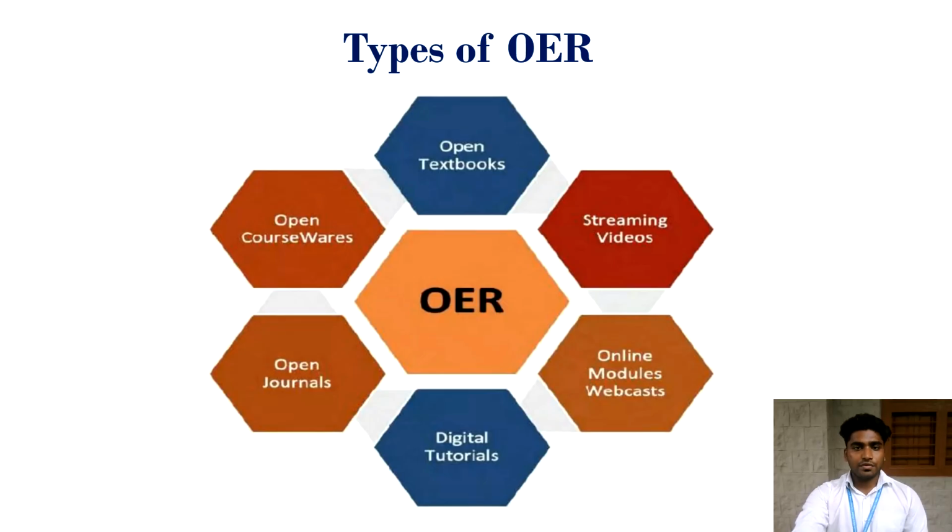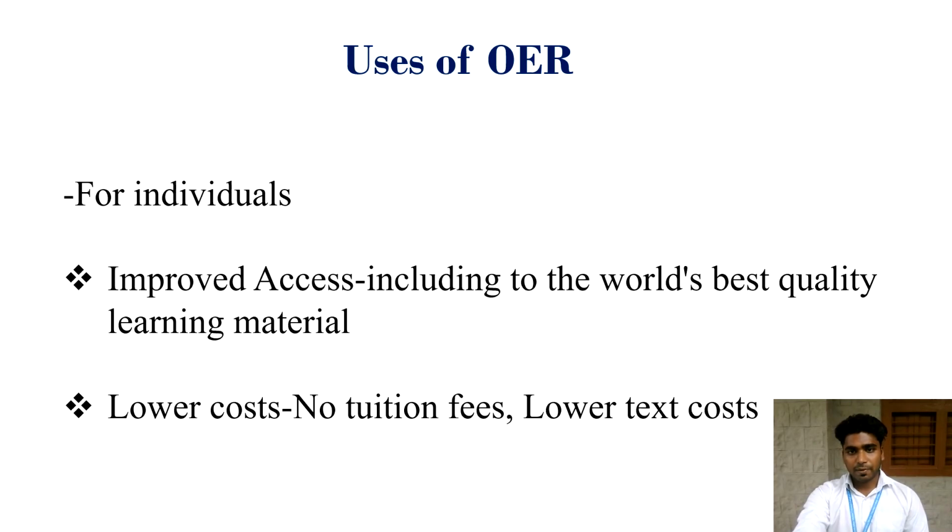Then what are the types of OER? We have already seen PDFs, videos, ebooks and emails, and whatever e-materials are available as licensed materials, those are all OER materials. Once again, open books are OER materials, as are streaming videos, online modules, webcasts and digital tutorials, open journals and open coursewares.